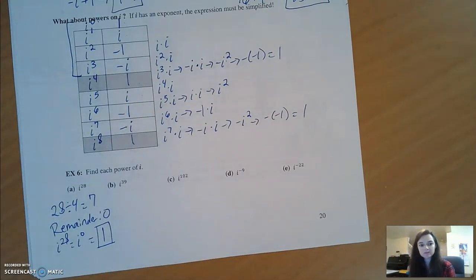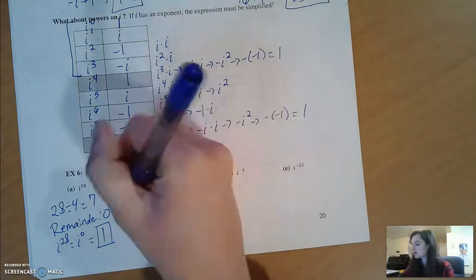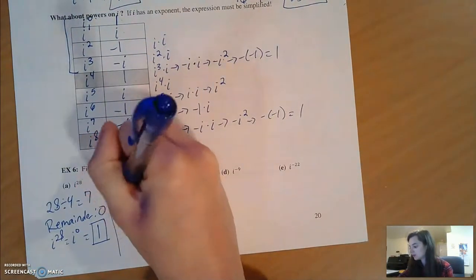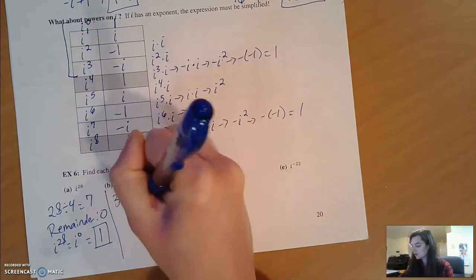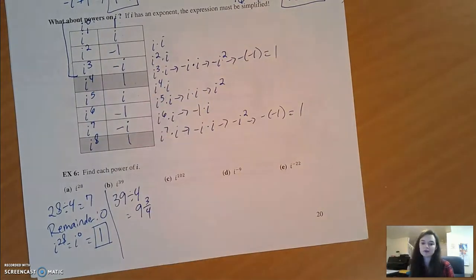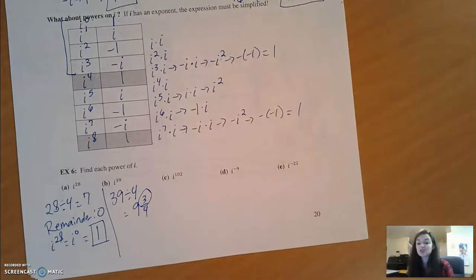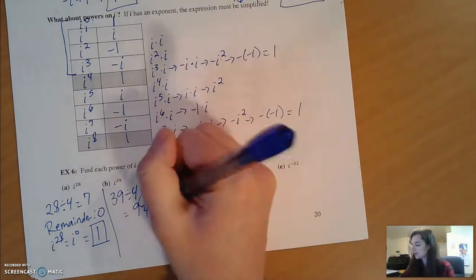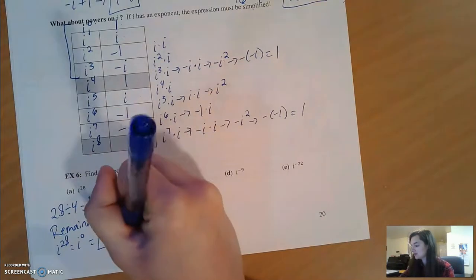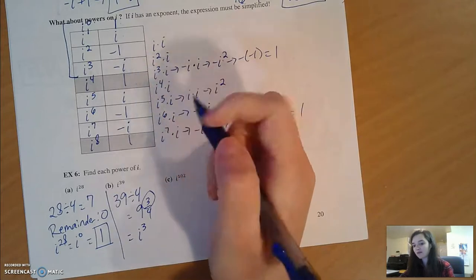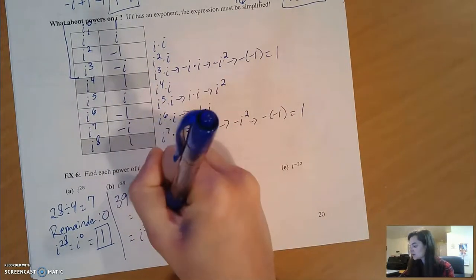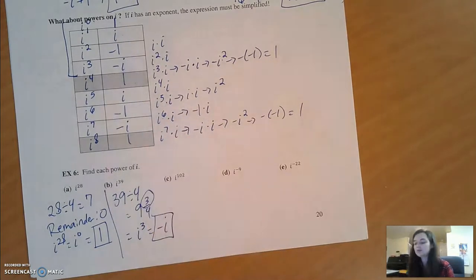Okay, let's try another one. Next up, I have i to the 39th. If I do 39 divided by 4, what I get is 9 with a remainder of 3. It's 9 and 3/4. So your remainder is 3. Or if you type it in your calculator, you'll get 9.75, which is 3/4. So that 3 means that i to the 39th is equivalent to i to the 3rd, which would be -i. So i to the 39th equals -i.